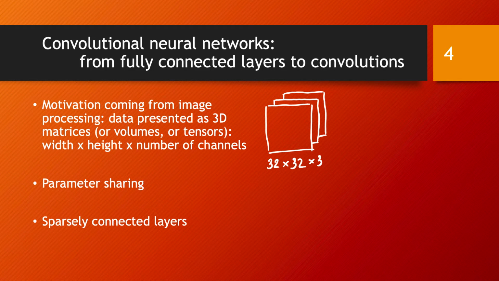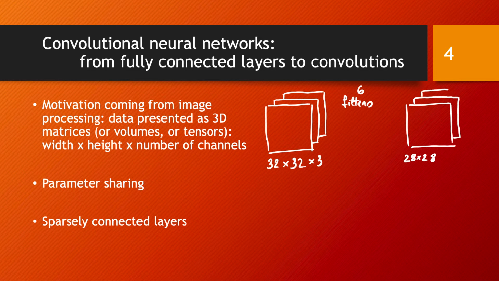And on the first step of an analysis you do to such an image, maybe you would like to apply some filters, and let's say that you apply 6 filters, and let's say that the result of each one of these filters is going to be a rectangle which is just slightly smaller inside. Maybe it's something like 28 by 28, and you have 6 such squares, one for each filter that you are applying.